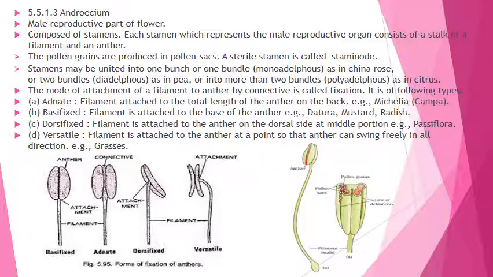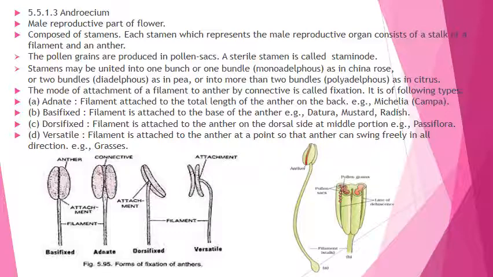The stamens may be united into one bunch or one bundle, which is called monoadelphous, as in China rose flower. It can be in two bundles also, that is called diadelphous, as we find in the pea, or into more than two bundles, which is called polyadelphous, as in the citrus. The mode of attachment of a filament to the anther by the connective is called fixation. So fixation is the mode of attachment of the filament to the anther by the connective.